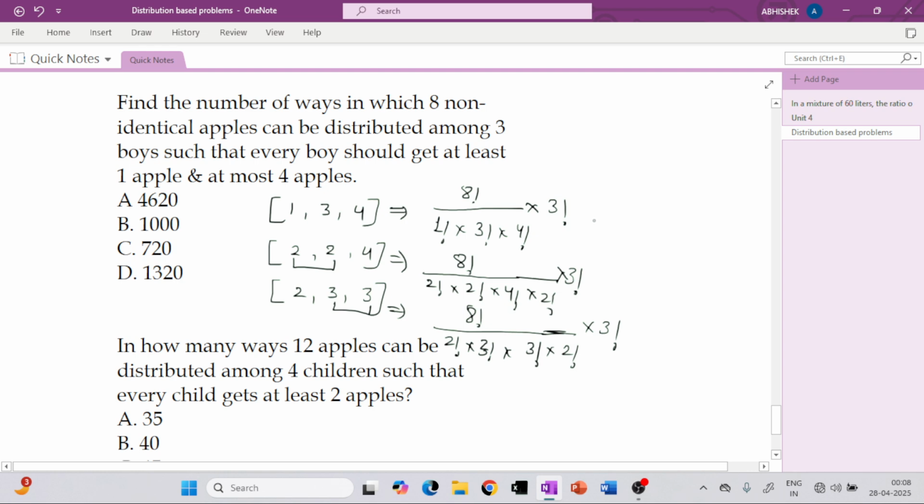So now solve it. After solving, the first one gives 1680. The second one gives 1260. And the third one gives 1680 again. Now the total addition becomes 4620. So the number of ways of arrangement will become 4620. Option A.